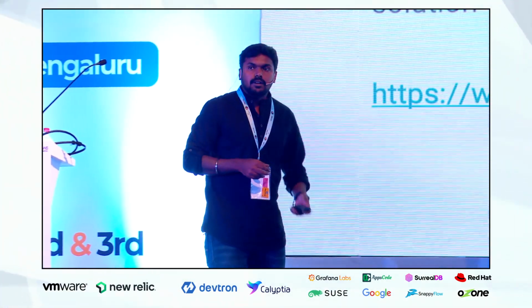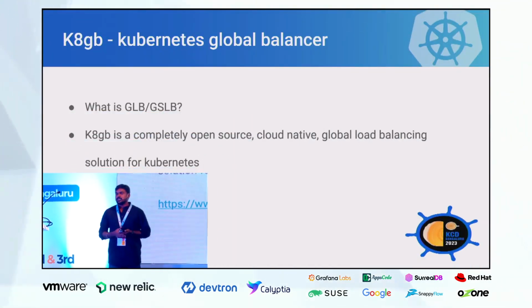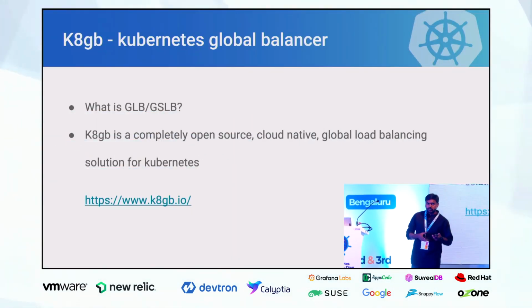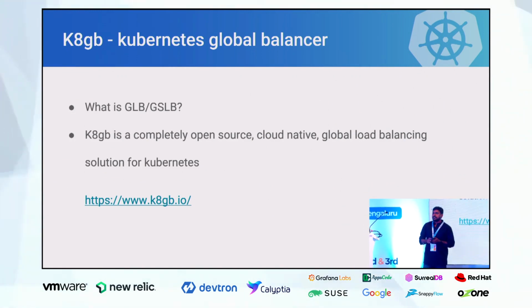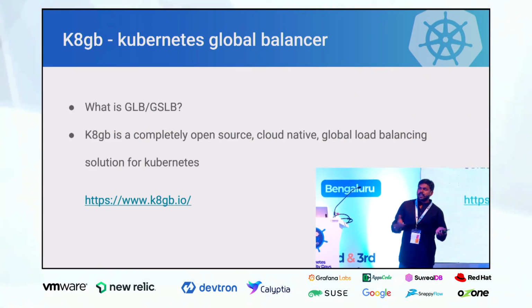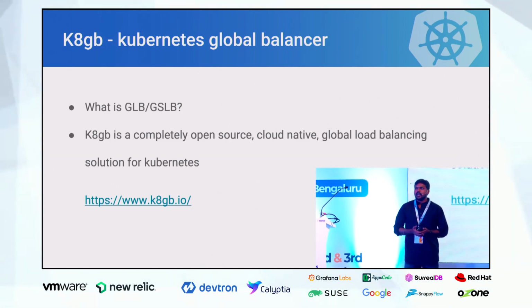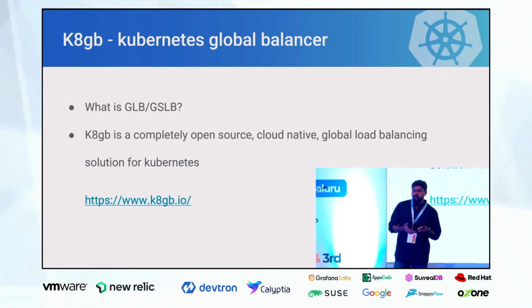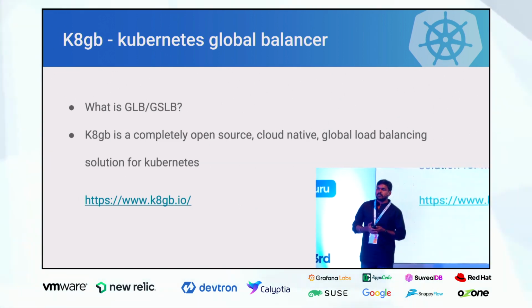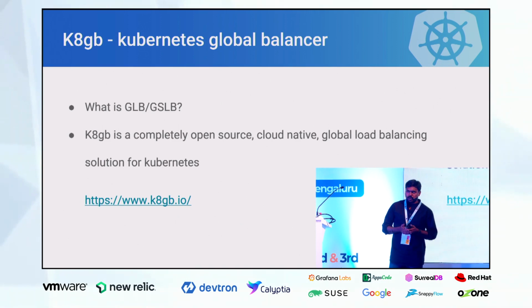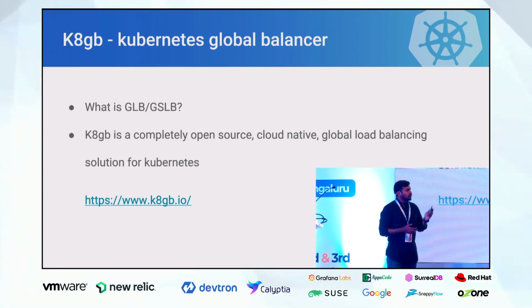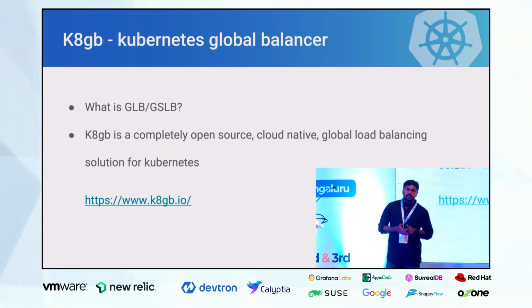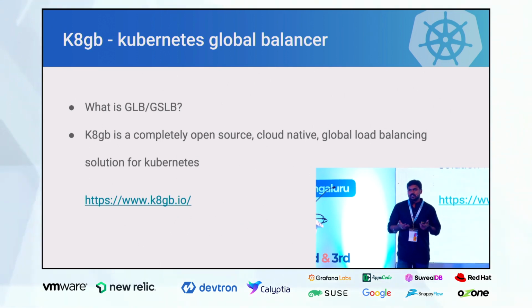GLB or GSLB is a common industry term, which means global load balancer or global service load balancer, used to denote steering of traffic across multiple geographies. It might be a setup across multiple cloud providers, multiple regions, or between your on-prem and your cloud. KGB is the Kubernetes Global Load Balancer, a CNCF Sandbox project. It is used to route traffic across multiple clusters, which can be set up on multiple clouds or between your on-prem and your cloud.